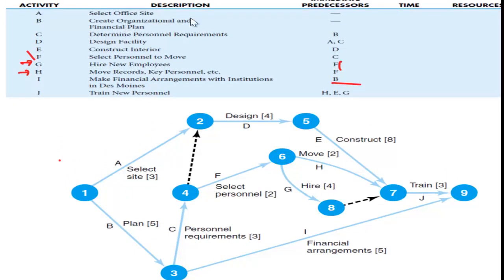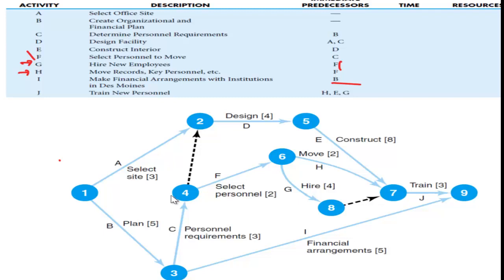Select office site. That has no predecessor, so that means a beginning node. B also has no predecessor, so it's again a beginning node. Okay. Then you go to the node 2, or if you see C, its predecessor is B, so you have to start from here. And then you say D, design facility, its predecessors are A as well as C. We introduced the dummy node here, we discussed that. You can rewind the video and just see what that was.